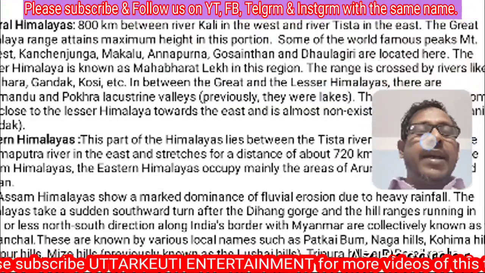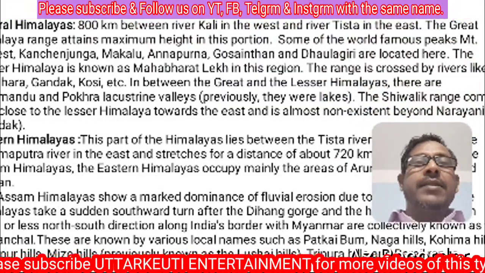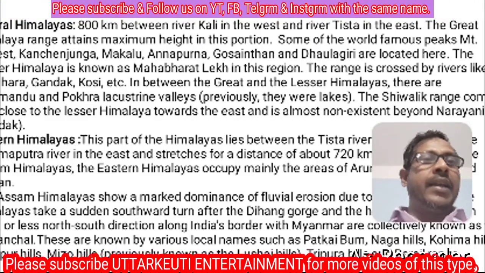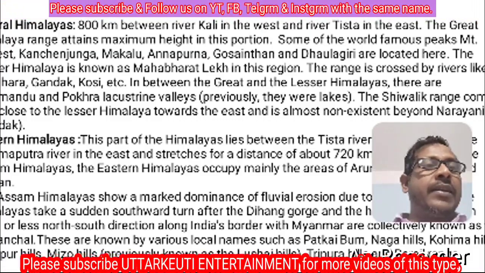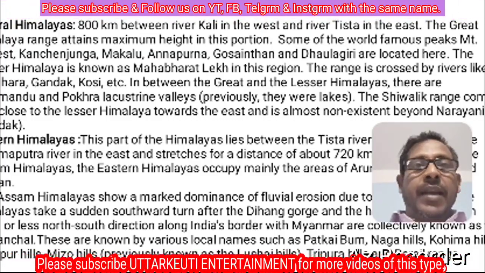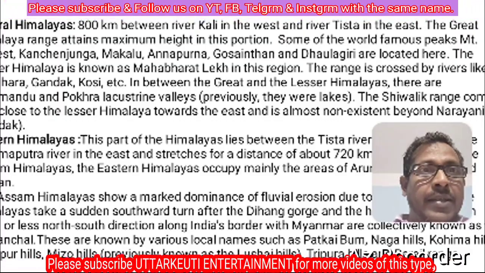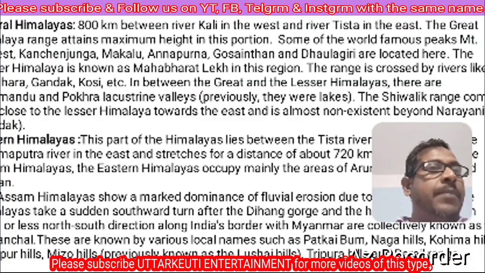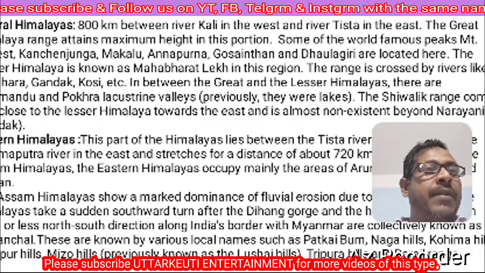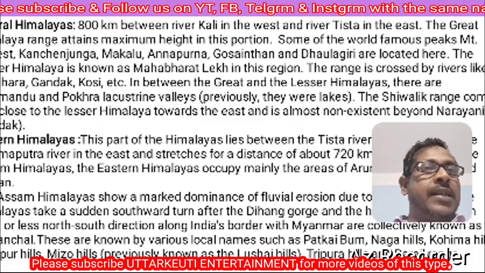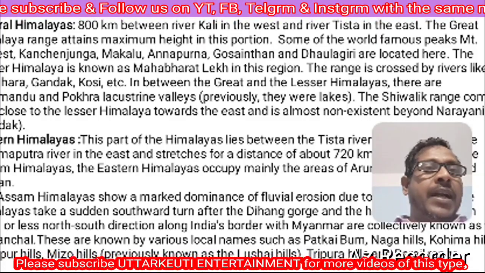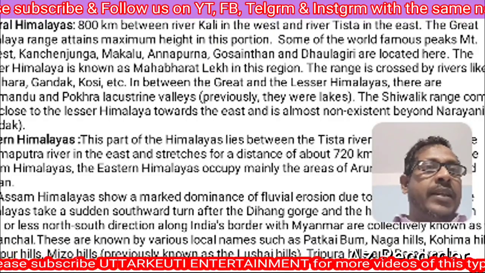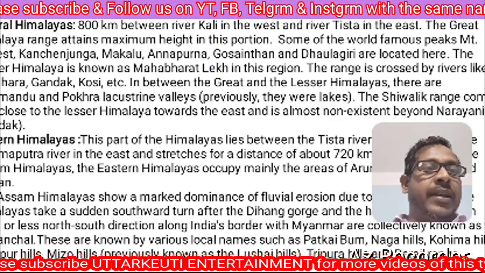The next Himalaya is Central Himalayas, which is 800 km between River Kali in the west and River Tista in the east. The Great Himalaya range attains maximum height in this portion, as you know. Some of the world famous peaks, Mount Everest, Kanchenjunga, Makalu, Annapurna, Gosainthan and Dhaulagiri are located here.